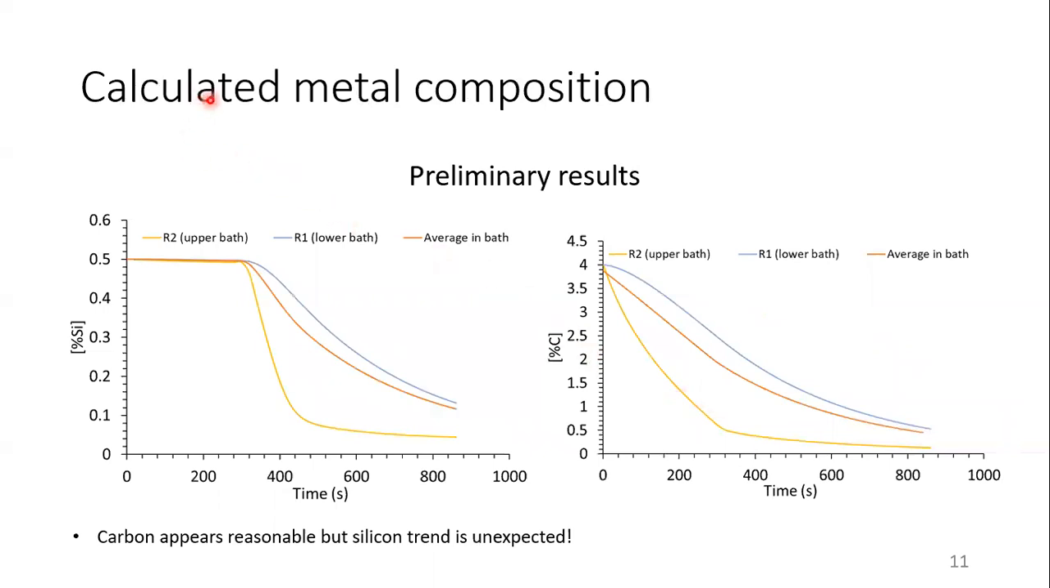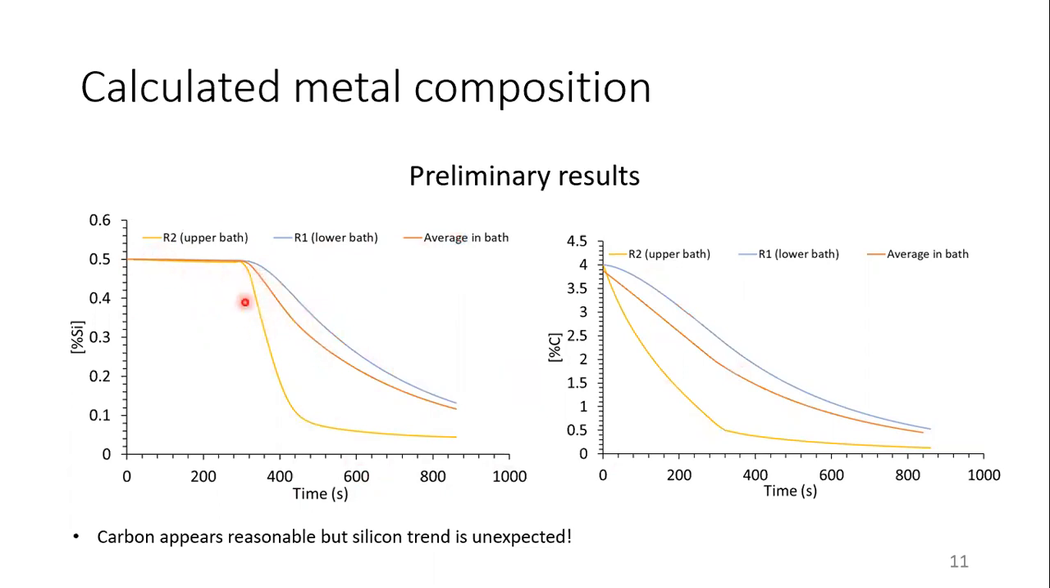So as you can see here, the initial results are shown. We have the silicon composition with time, and then carbon with time. Here we see three lines: the composition in the upper bath, the composition in the lower bath, and then the average.